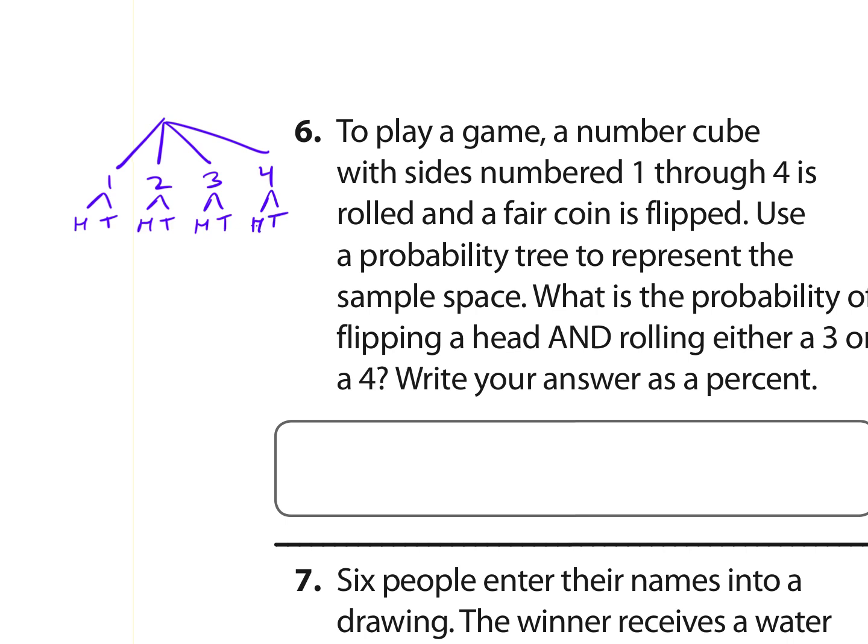What is the probability of flipping a head and rolling either a 3 or a 4? So that would be these two probabilities. 2 out of 8 total, which is 1/4. And it said write your answer as a percent. Well, that's 25%.